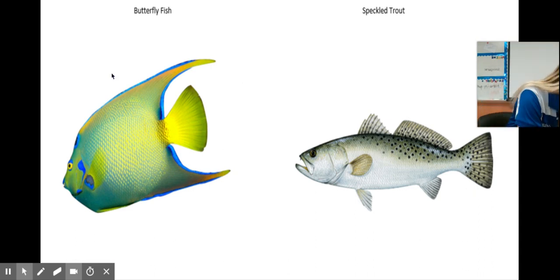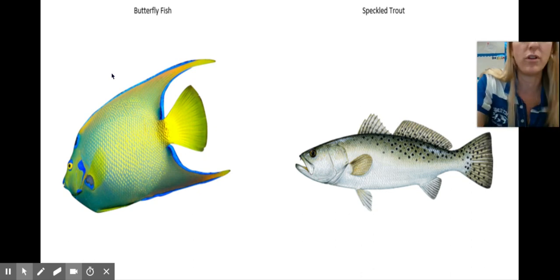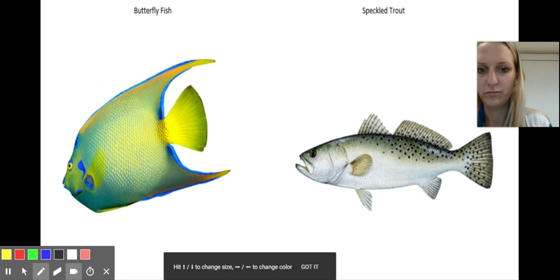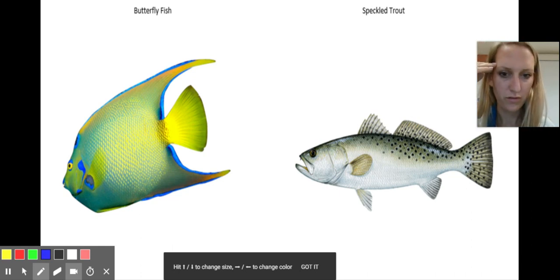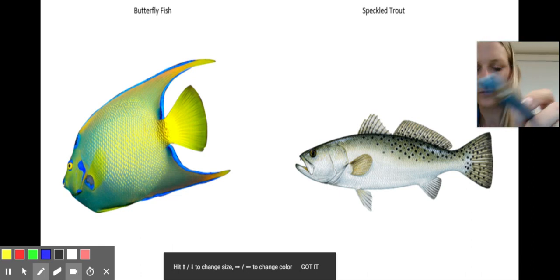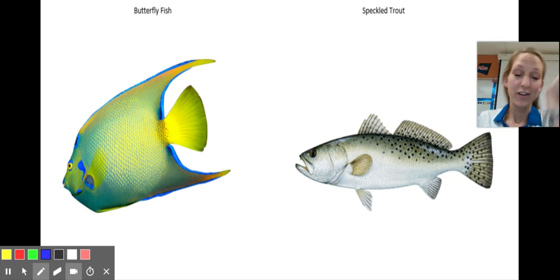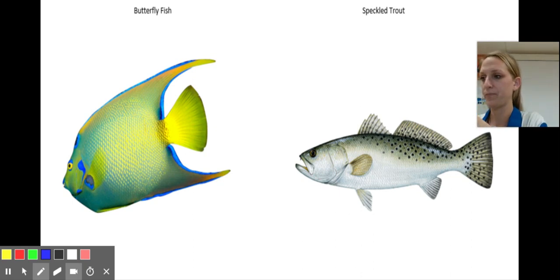So let me see if my stylus will work on here. If it will, I'll annotate this. If it won't, hit up or down to change the size. Okay. I'm really close to this. I'm just going to quickly do what we did in class.